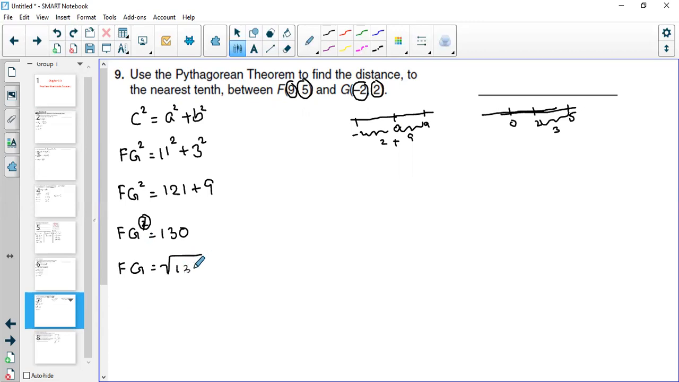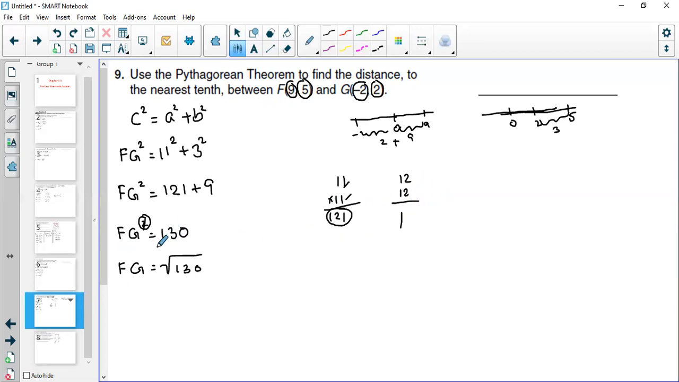Now again, 130 is not a perfect square number, so we leave the answer as root of 130. You leave the answer like that. How do you know it is not a perfect root? The perfect square for 11 times 11 is going to be 121. Then the next is going to be 12 times 12, which is going to be 144. So 130 is going to be between these two. So 130 is not a perfect square. This is a perfect square because you're multiplying 11 two times. And this is also going to be a perfect square because we multiply 12 two times.